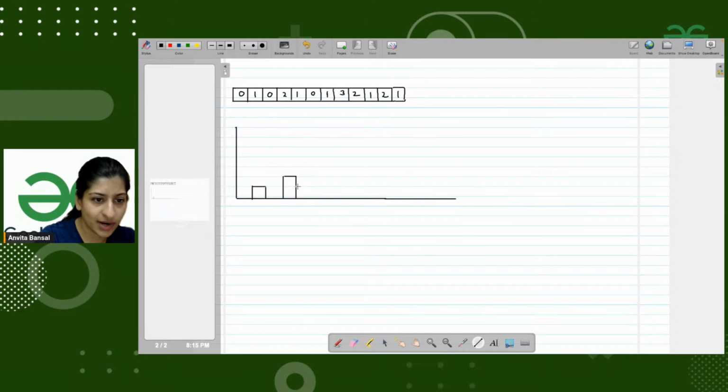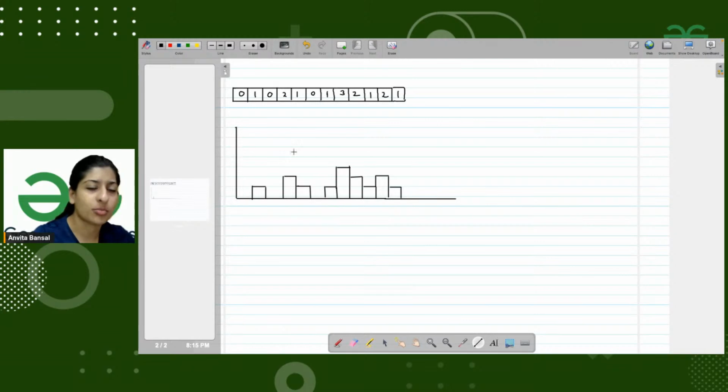Then next to it is of height 1. Just next to it is of height 0, so we'll keep that empty. Then next to it is of height 1. Next to it is of height 3, so that will become this height, right? Next to that is of height 2. Then 1, 2 again, then 1 again.